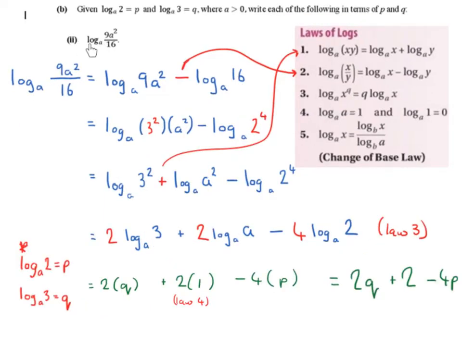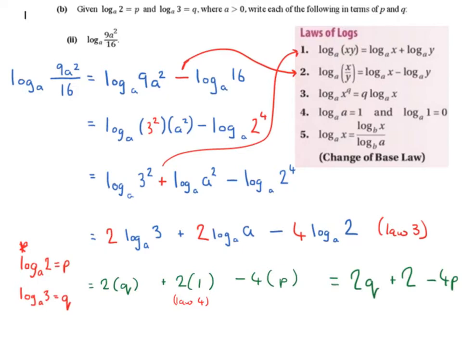Part 2, log base a of 9a squared over 16. So again, we're going to start by using the second law of logs so that the divide becomes minus. So we get log base a of 9a squared minus log base a of 16.